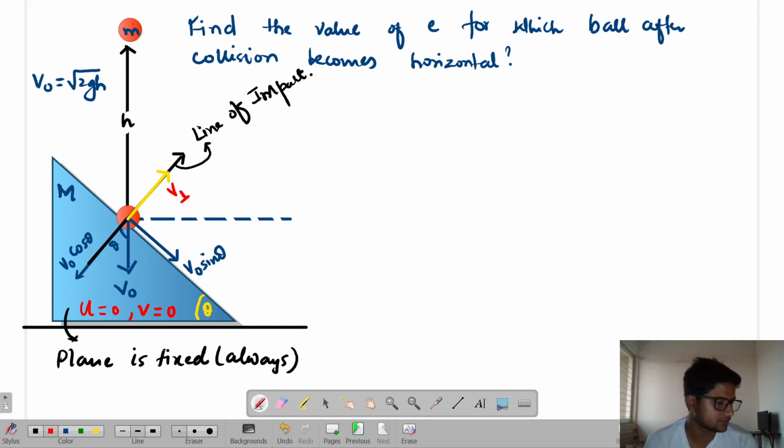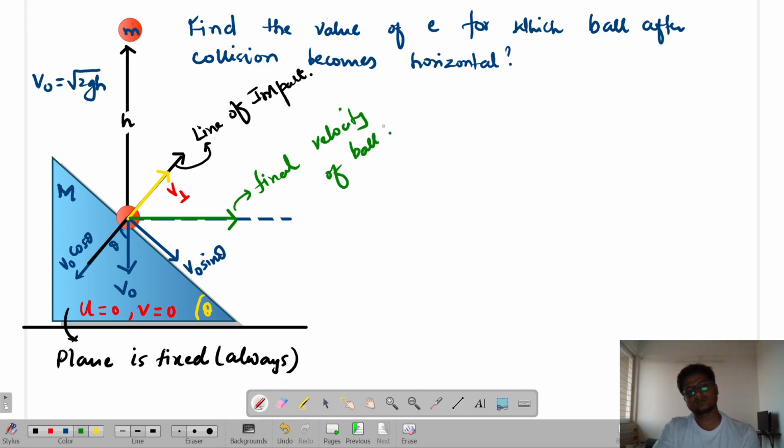Okay. The question is to find the value for which the ball becomes horizontal after the collision. The important point is you have to think that the resultant should always become this. This is the final value. Okay. Do it and then send me the solution.